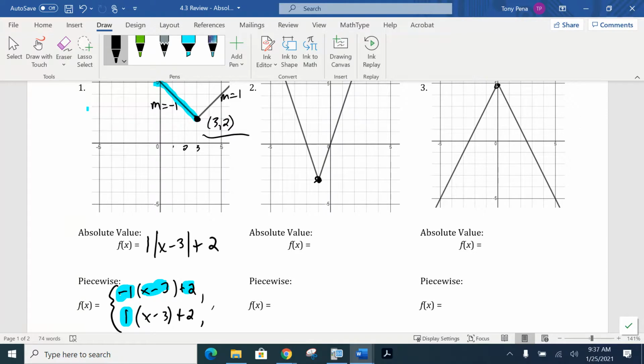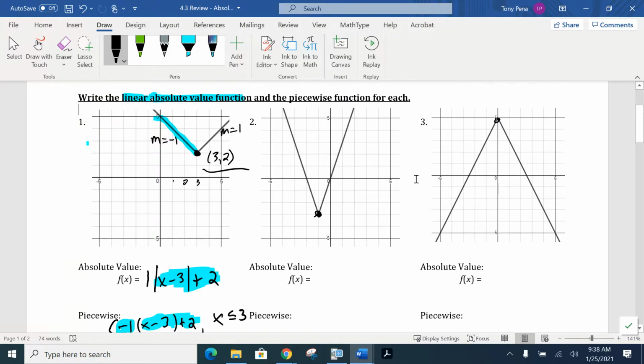If you don't want to throw the 1 in there, you don't need to throw the 1 in there. But you can see x minus 3 plus 2, x minus 3 plus 2, same thing up here. X minus 3 plus a 2. Now, our domains for this one, the blue line is just all x values that are less than or equal to 3. And then the black line, when I did not shade, that's when we are greater than 3. Okay?